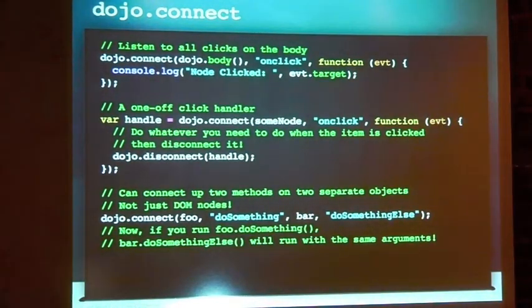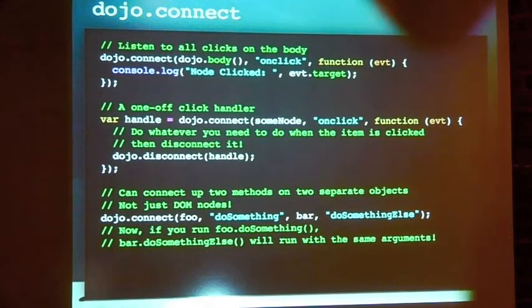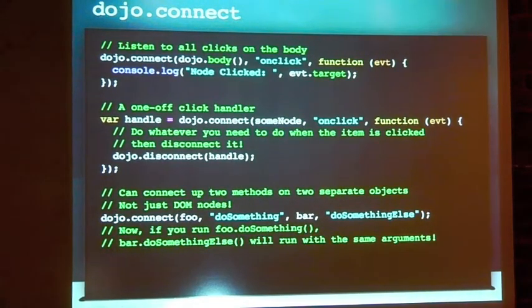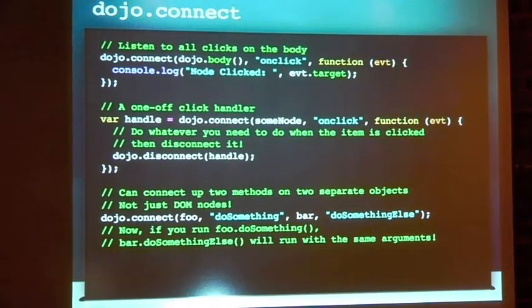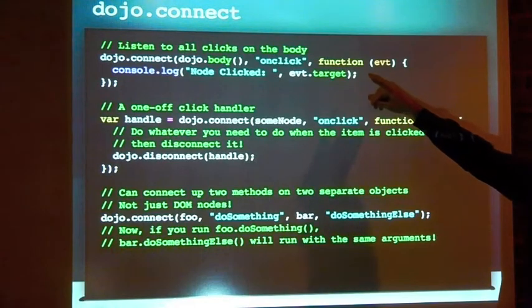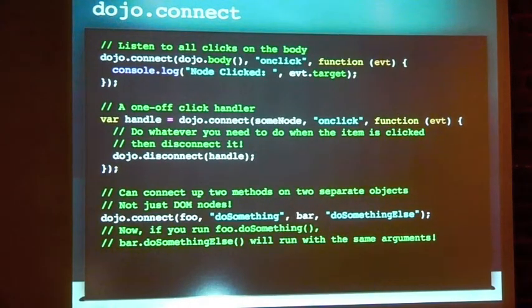Dojo.connect. This is the event listener for Dojo. It's the main event listener. So let's look at some of these examples. If you look at this first line here, we've got dojo.connect, and the first parameter is what you want to listen to. So we're listening to the body, and then the event you want to listen for, the onclick, and then your callback. So this anonymous function is going to be passed the event, and then we can just log that event. Now, dojo.connect will always return you a handle as well.